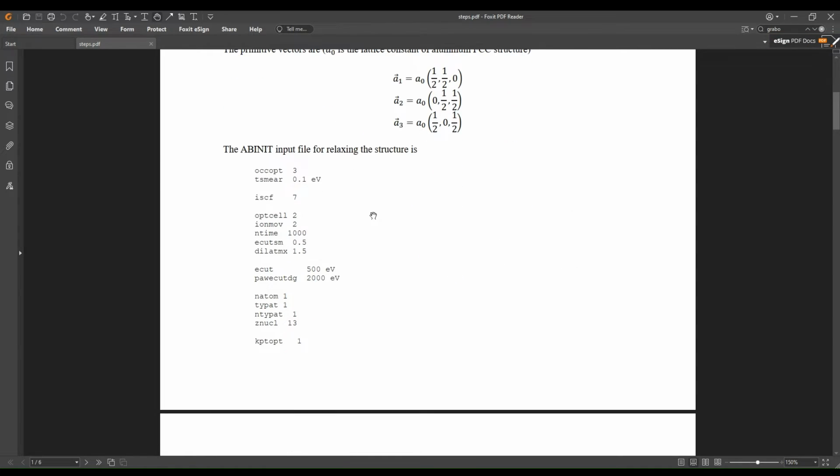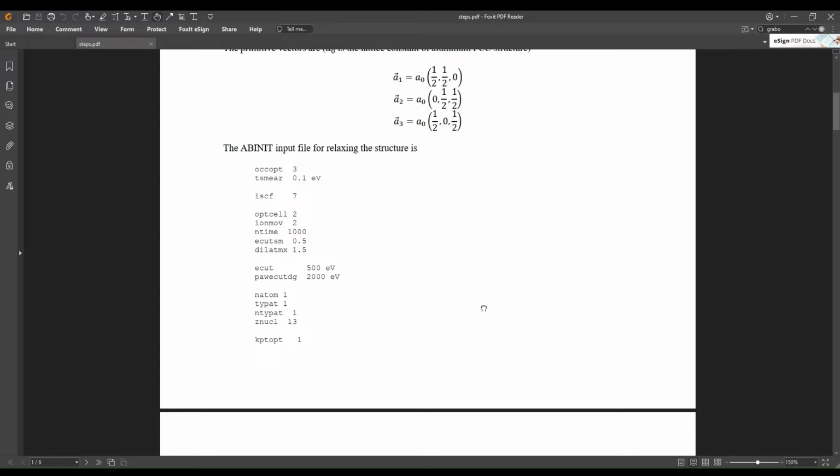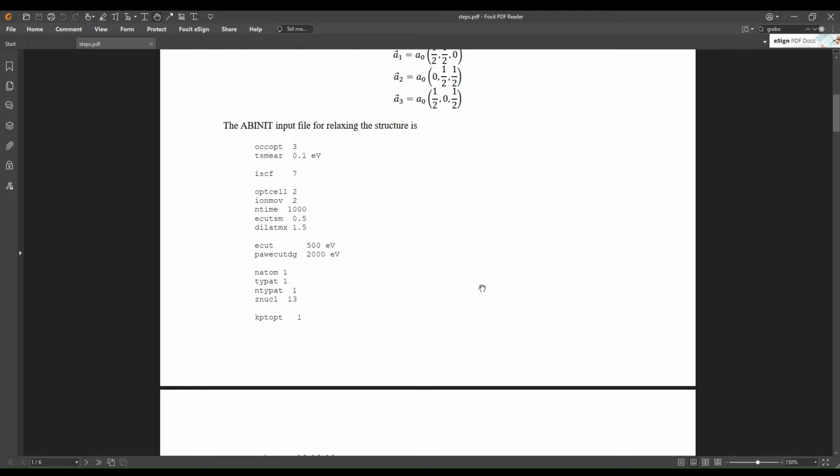And here I give you the Abinit input file for doing the geometry relaxation. You can see here I put optcell equal to 2 so that I also relax the lattice vectors of this cell. We are using the PW method for the calculation, so the ecut is very low. It's only 500 electron volts.